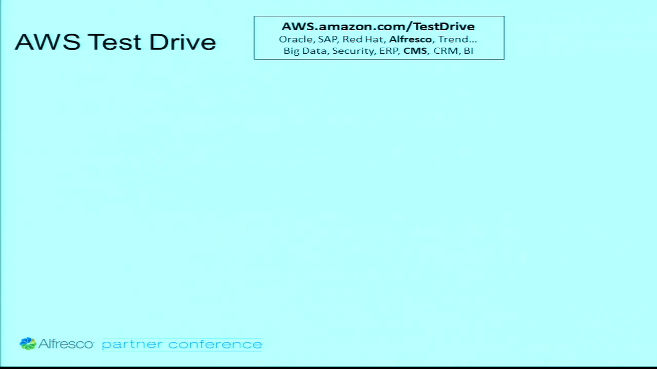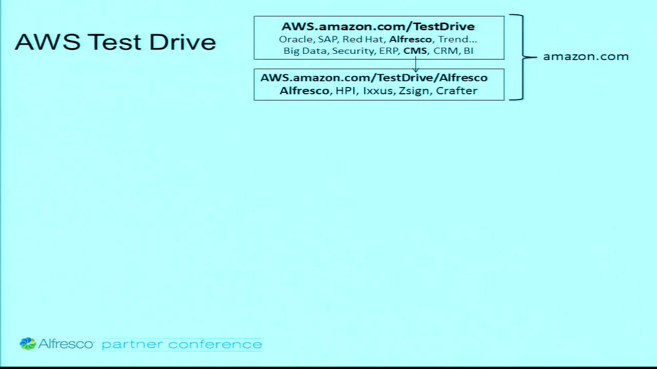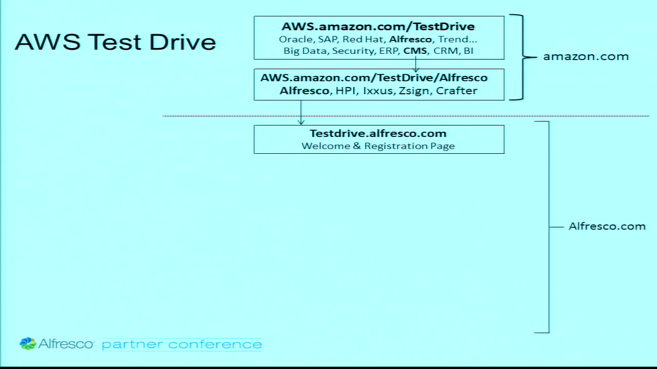So, I've got to stay close to the computer here. How does it look from a customer perspective? So you go to amazon.com/testdrive, Alfresco, CMS. Then it populates to the Alfresco site on the Amazon site, and then you're pushed to the Alfresco page.